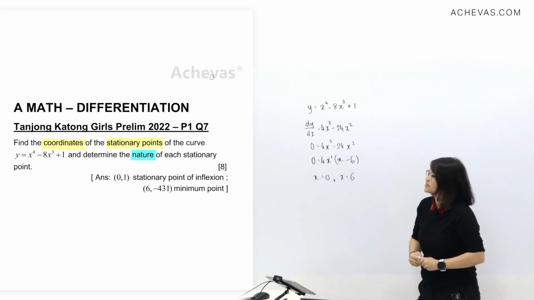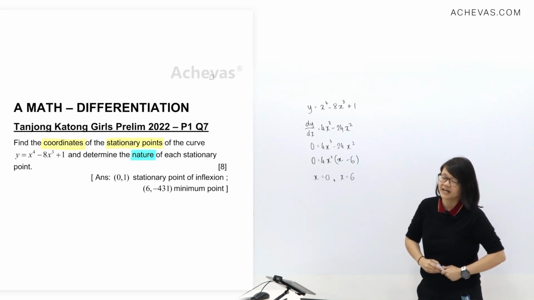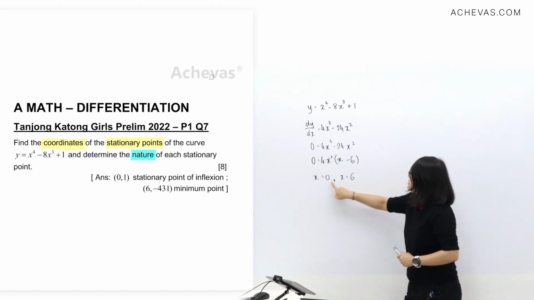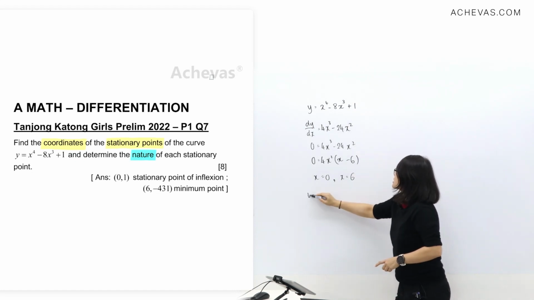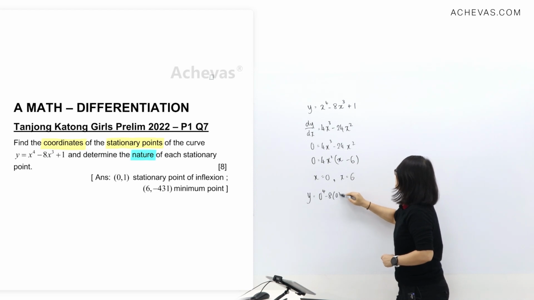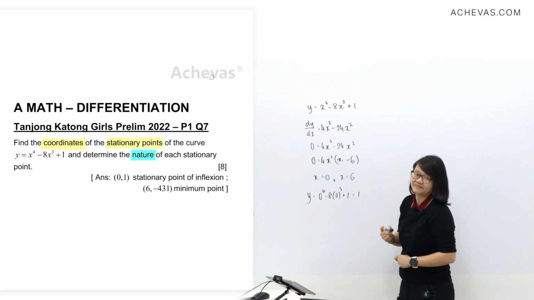Now, take a look at the question. They need to find coordinates, which means I need the y coordinate. Let's put 0 and 6 into the y expression above. So first one here, I'll have 0 power 4 minus 8 times 0 power 3, and you can see I'll be getting 1.